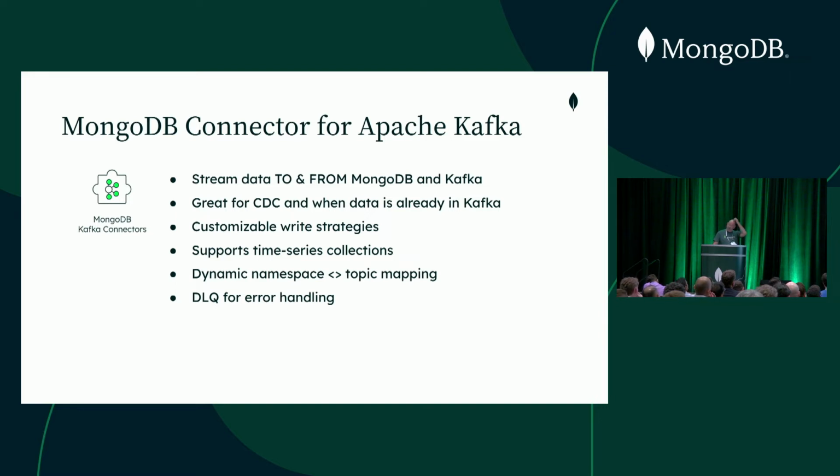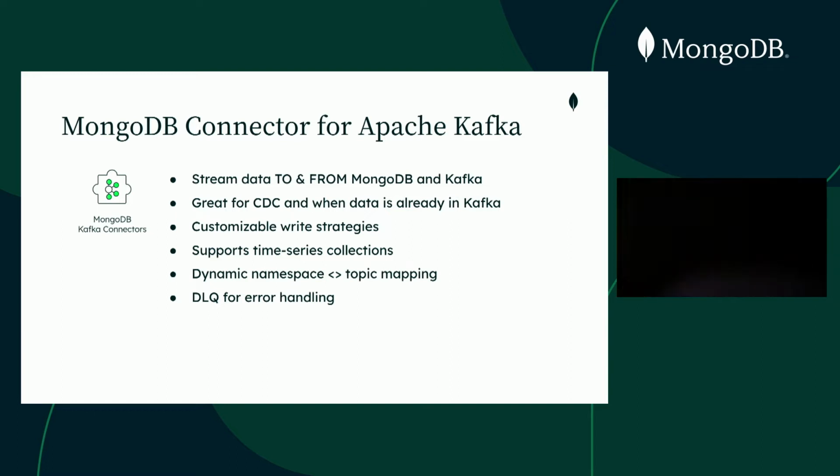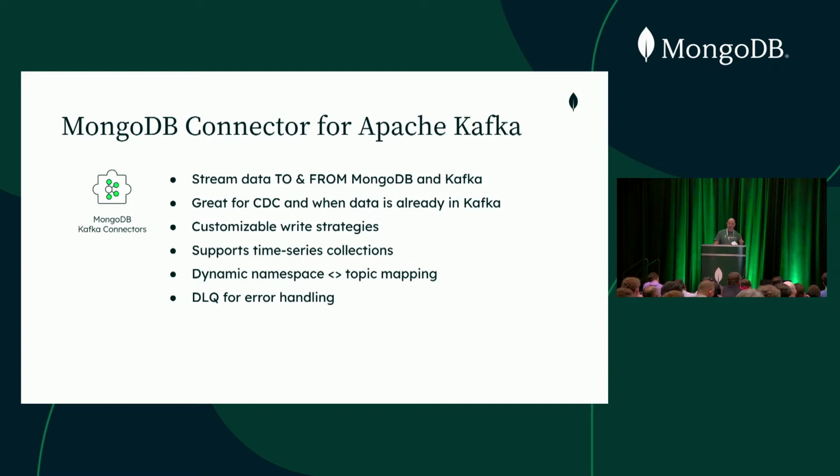So the Mongo connector for Kafka does a couple of things. It is either a source or a sink. So you can take data from Kafka and pull it into Mongo and then run queries on it. Or you can take a change stream out of Mongo and send it to Kafka, like CDC. Okay, so it works both ways. It has really cool write strategy customization, so you can set your write strategy according to how you would normally do it, like with an insert. It supports the new time series collection, so that's great.